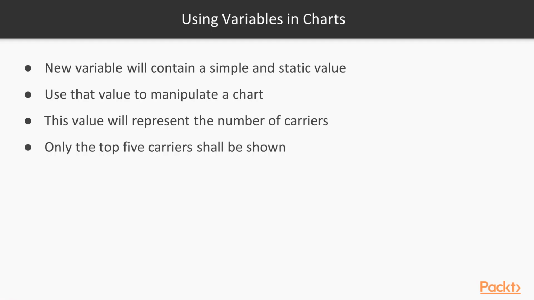Our new variable will, for now, contain a simple and static value. We will use that value to manipulate a chart. Specifically, this value will represent the number of carriers that should be shown in a bar chart, based on their number of flights. Only the top 5 carriers shall be shown.